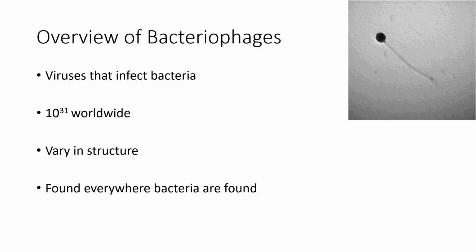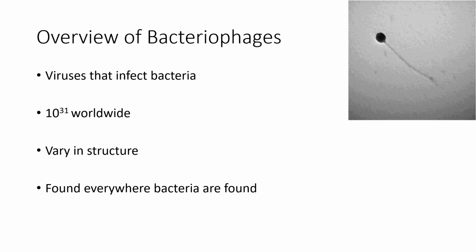I'd like to start by giving an overview of bacteriophages, also known simply as phages. Simply put, they're viruses that infect bacteria. There's estimated to be over 10 to the 31st individual phages worldwide. They all vary in structure, but they all have a capsid head that encases their genome, and some have a tail extending from that capsid.